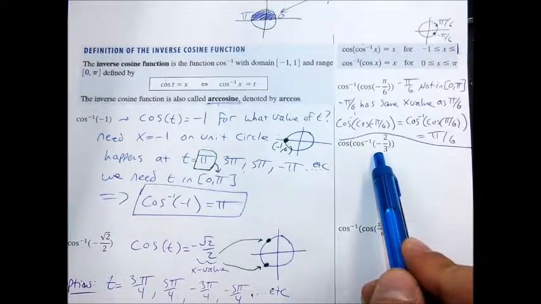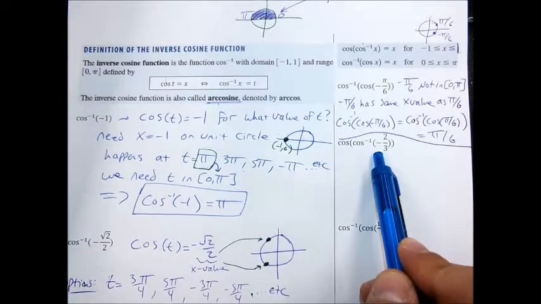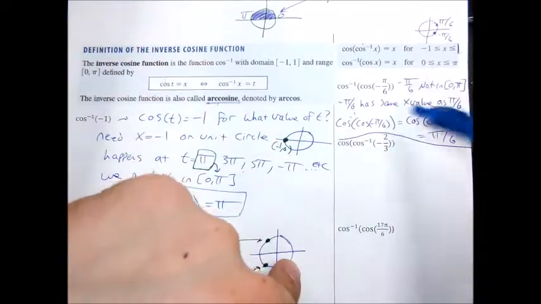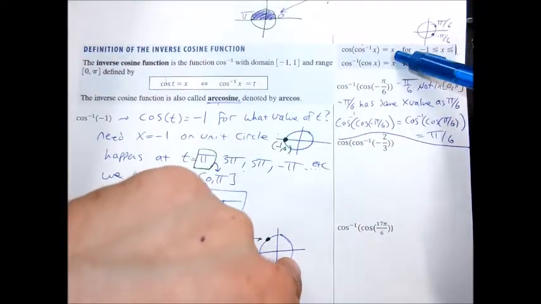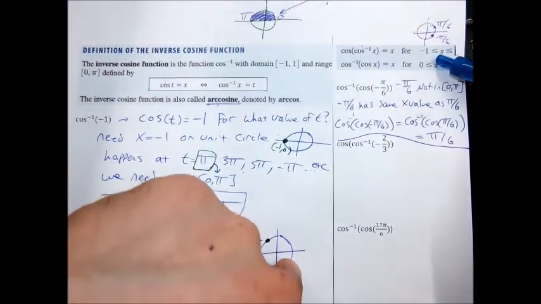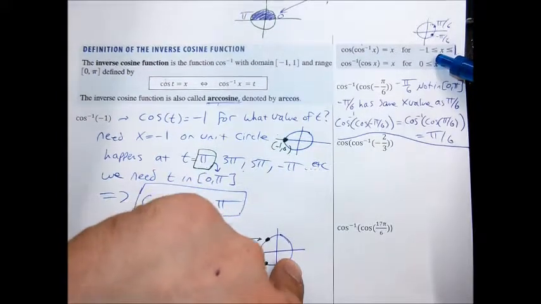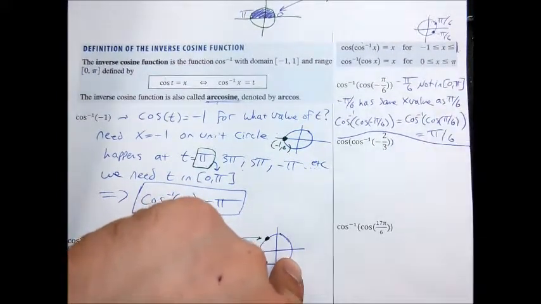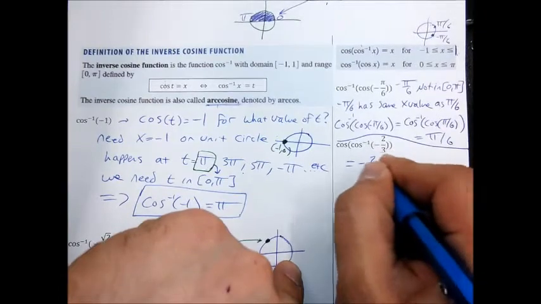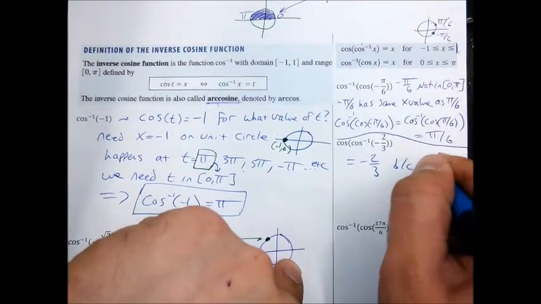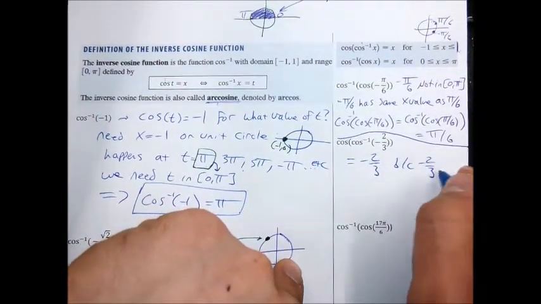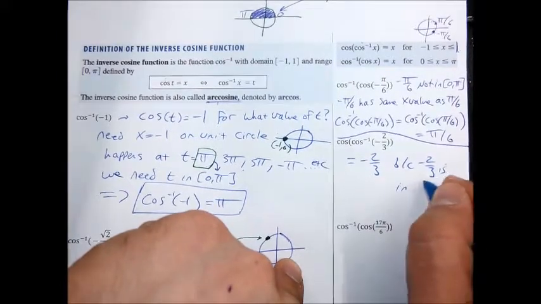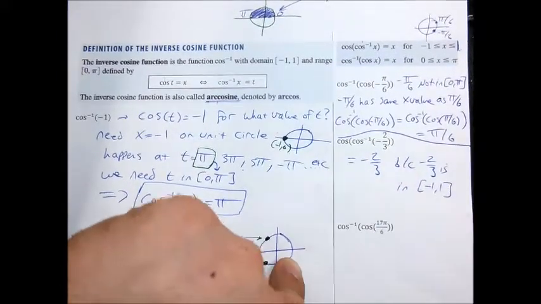What's the answer to this one? Negative 2/3, right? So this one looks like the first property, and the x pops right out as long as x is between minus 1 and 1. And minus 2/3 is between those two. So this just equals minus 2/3, because that value is in the interval minus 1 to 1.